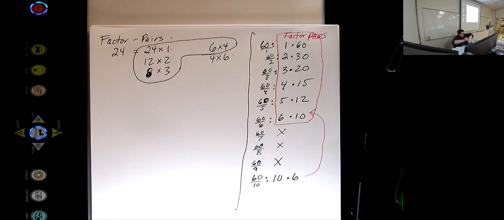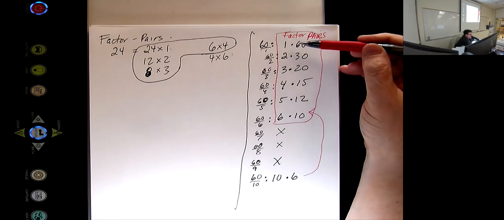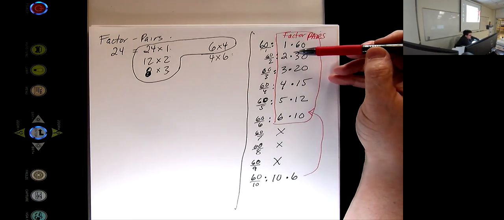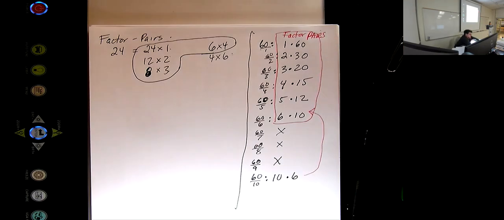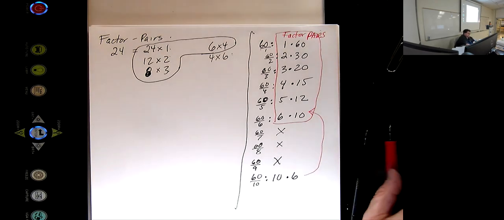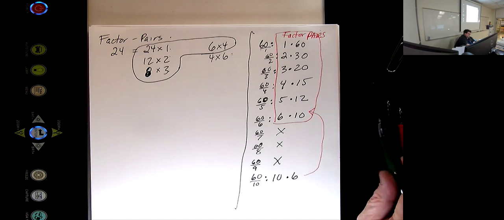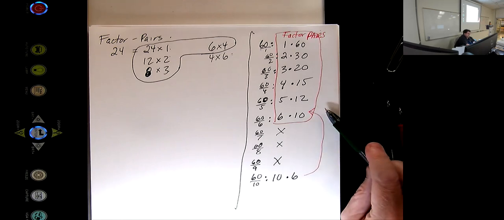Does that make sense what I did? I started at 1 and I kept saying if that number divides in the next number and then the next number. So we will use this when we're doing equations that have squares in them. We end up doing this kind of stuff.